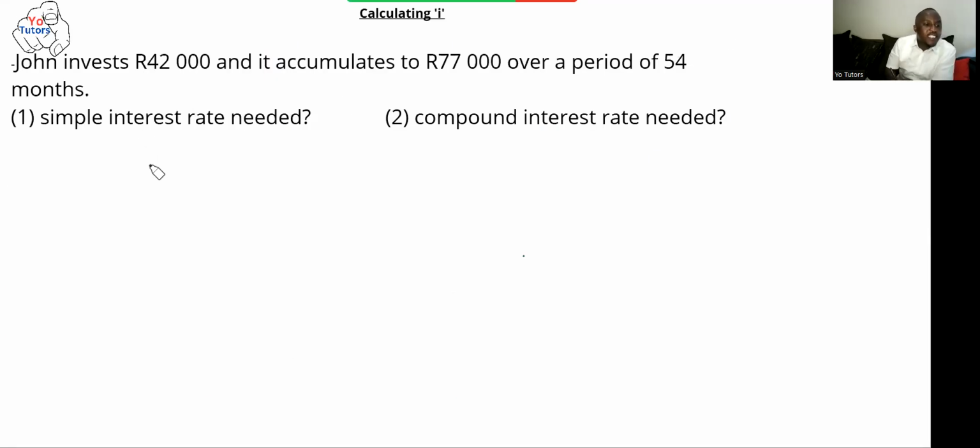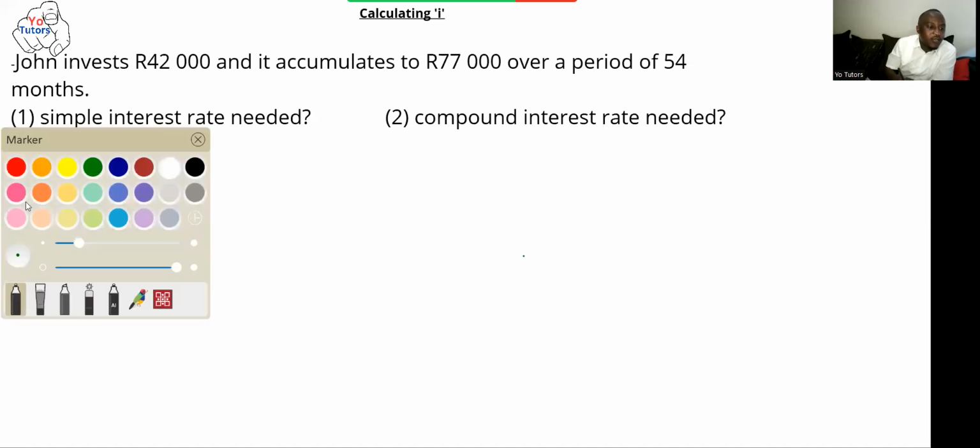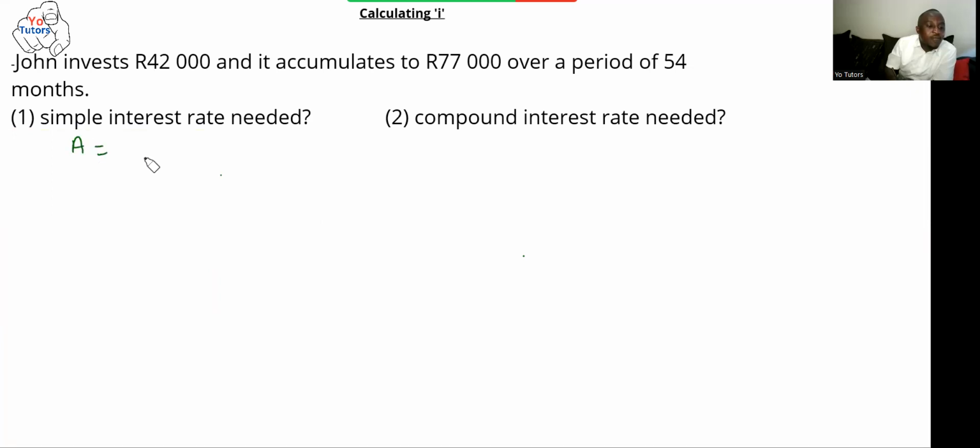So the first question here is: John invests 42,000 and it accumulates to 77,000 over a period of 54 months. Here we want to calculate I, which is the interest rate. We are going to calculate the simple interest rate needed and the compound interest rate needed. What is given to us is the accumulated amount, which is going to be equal to 77,000.